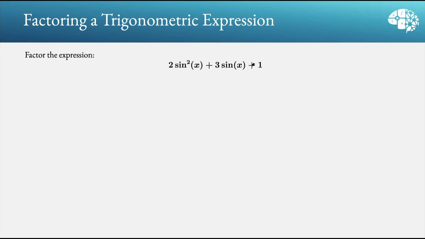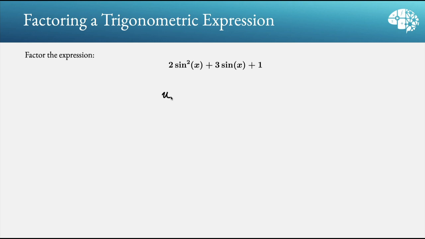To factor this expression, 2 sine squared of x plus 3 sine of x plus 1, we have to recognize that this looks like a quadratic. We've got something with a squared variable, something with just that regular variable, and then the constant. To more easily recognize this, I'm going to write this using a little substitution.